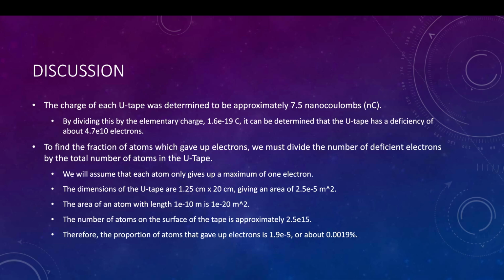Calculating the area of an atom and using that to find the number of atoms on the tape, we determine that there are approximately 2.5 times 10 to the 15th atoms on the tape, and therefore the proportion of atoms that gave up electrons is about 0.0019%.